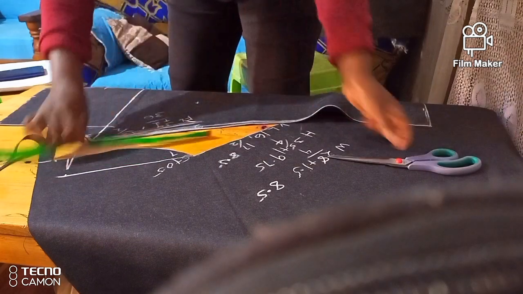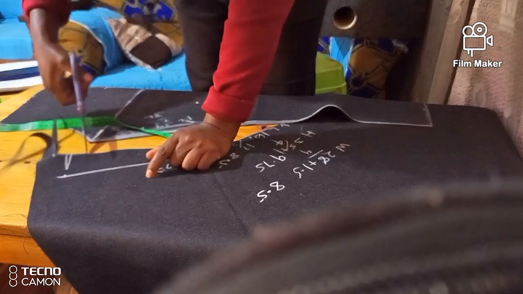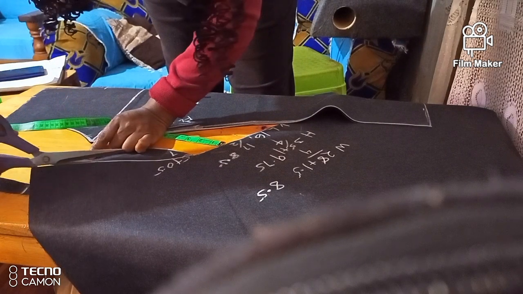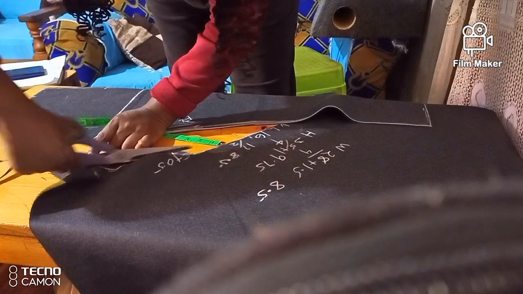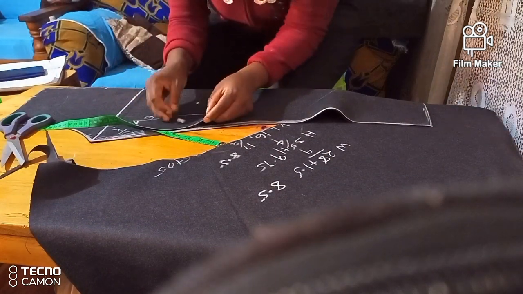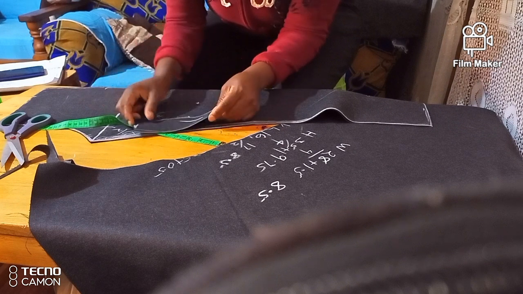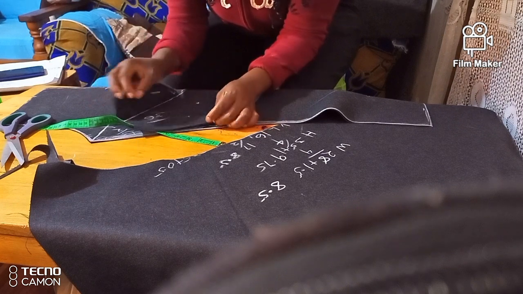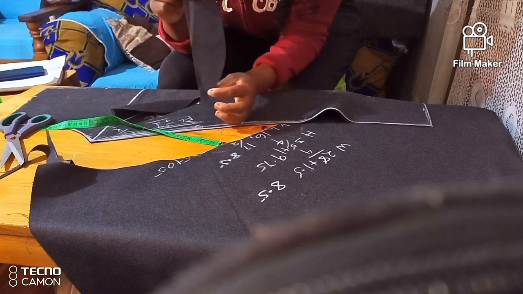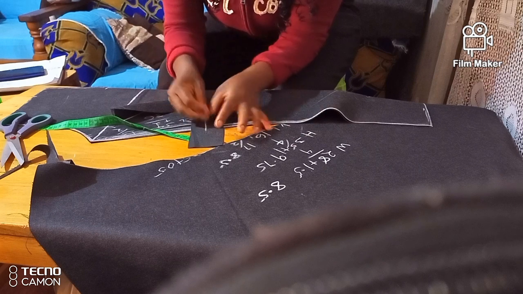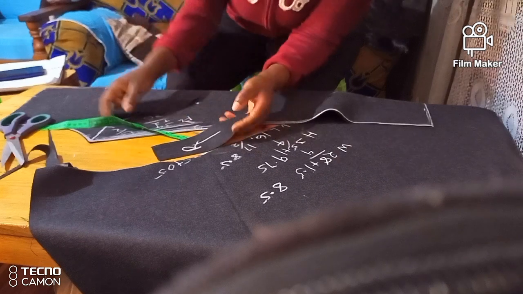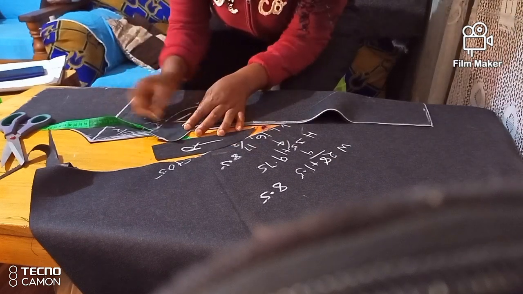Make a straight line there, and then cut out. After that, I'm going to identify the left hand side and the right leg side of the flies. That one is the right one, the right leg side, and the other one is the left. That one is the left one.